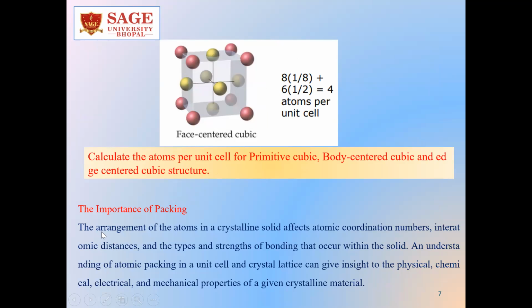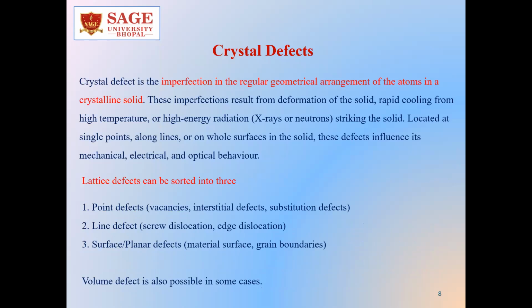The importance of packing is that the arrangement of the atoms in a crystalline solid affects atomic coordination numbers, interatomic distances, and the types and strengths of bonding that occur within the solid. An understanding of atomic packing in a unit cell and crystal lattice can give insight into the physical, chemical, electrical, and mechanical properties of a given crystalline material.